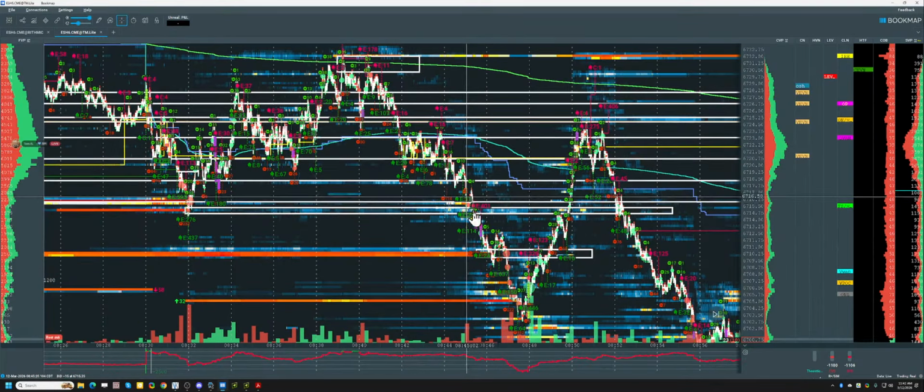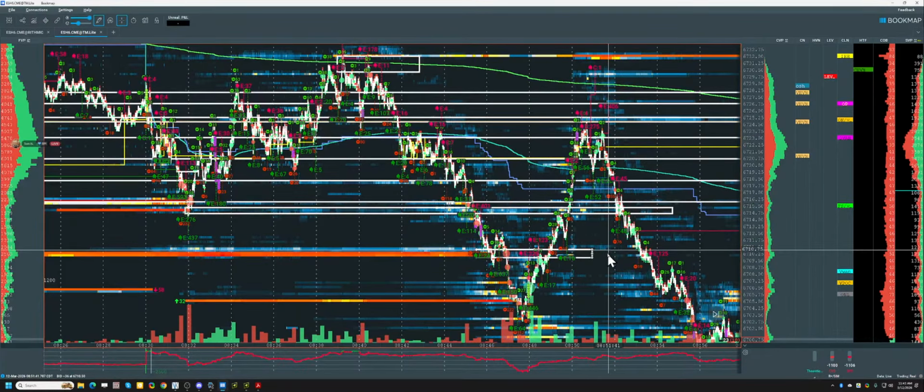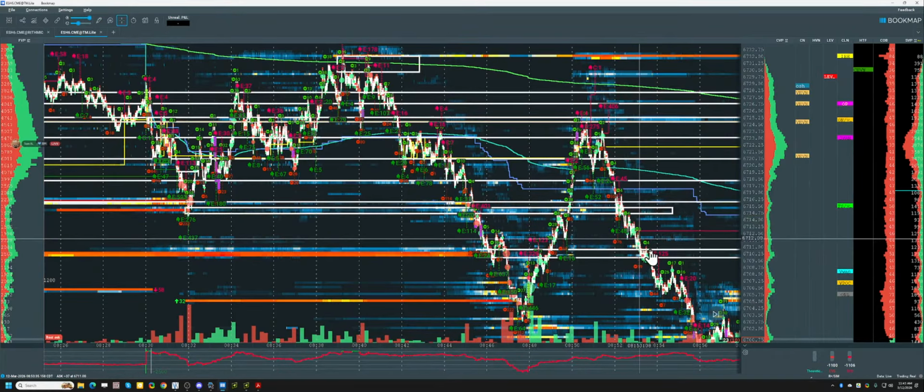And to where? To here, and if I break below here, let me show you. And again, this is just structure, not trades. You need to learn to understand what's going on and then build the trades that align.